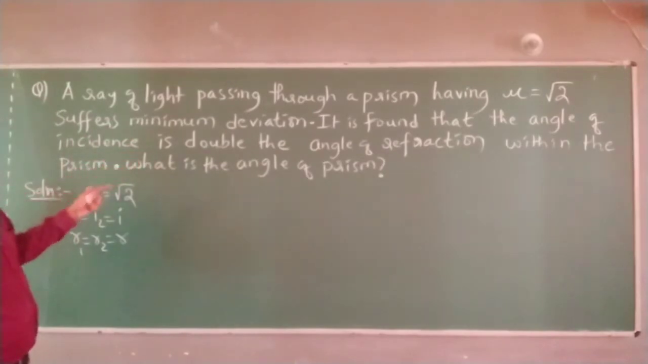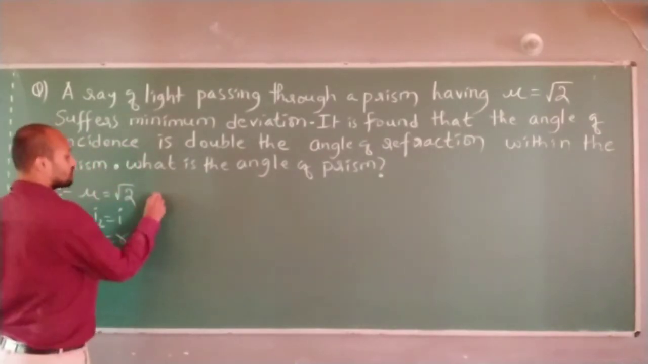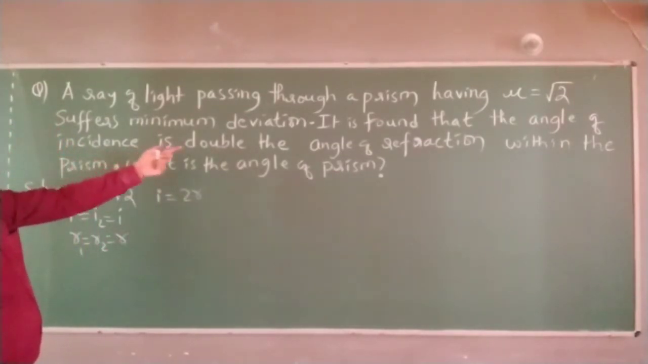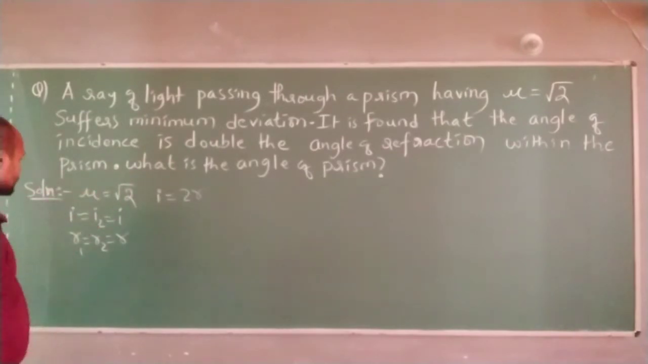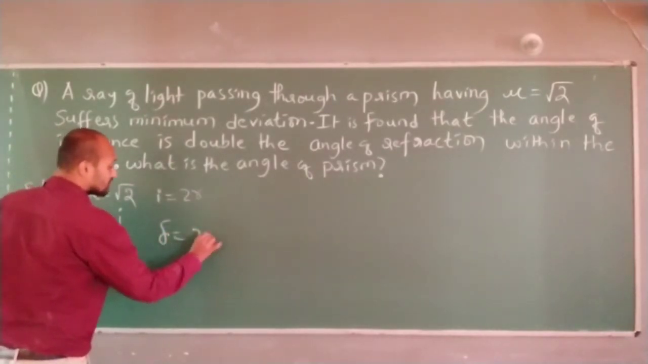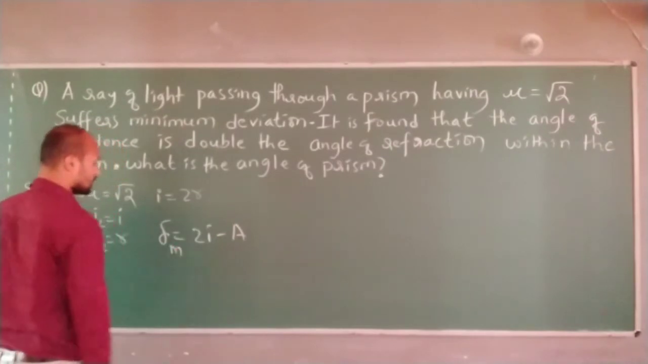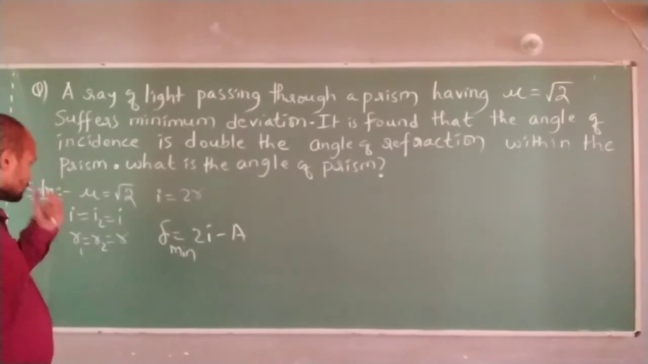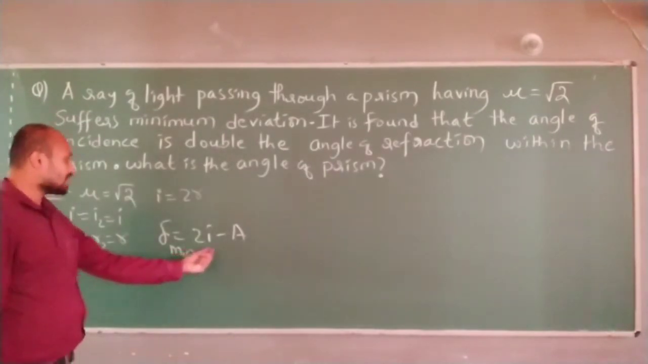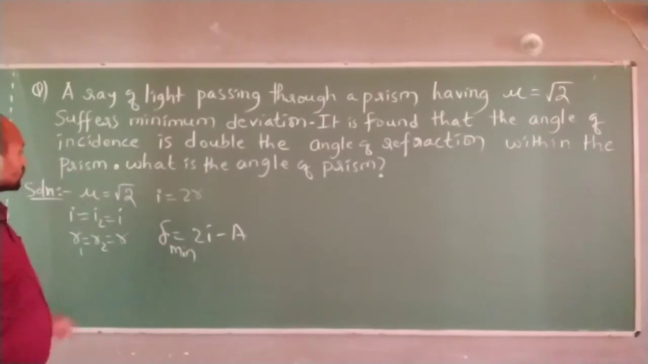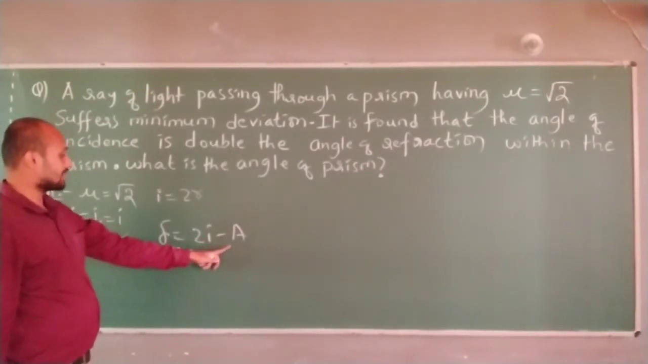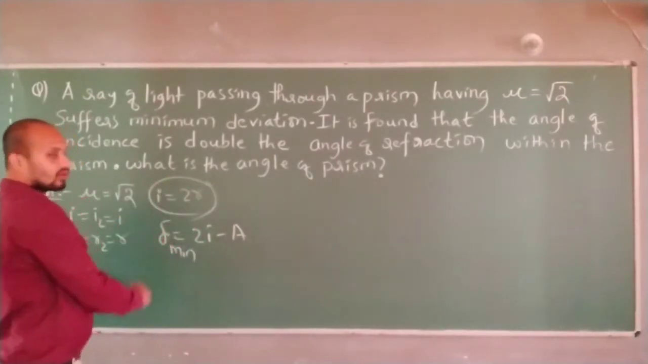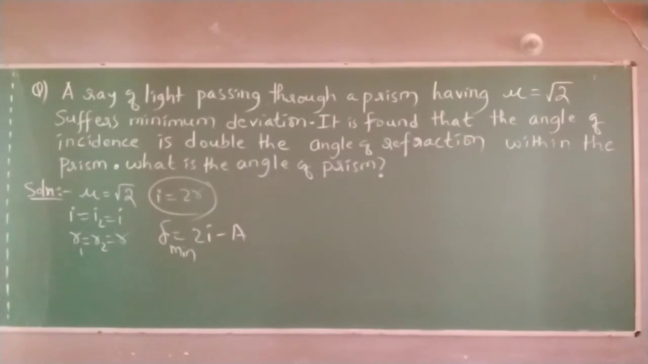It is found that the angle of incidence is double the angle of refraction. I is equal to 2R is giving you that result. Within the prism, what is the angle of prism? See, you know deviation is 2I minus A for minimum. I must find A. I don't know A, but I do know one relation, I is equal to 2R. Yes or no?